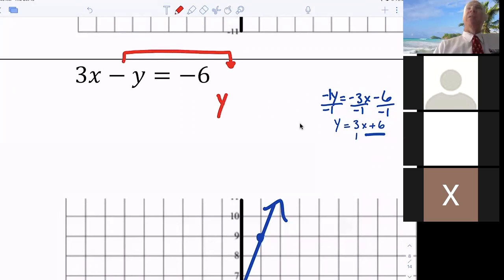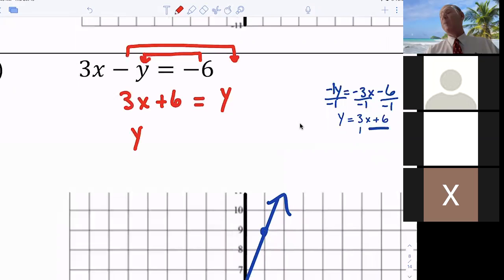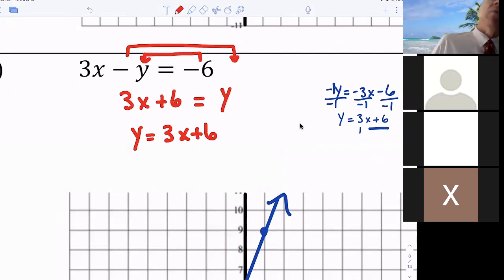Now, is the -6 supposed to be with the y? No, so I have to move the -6 over on this side of the equation. So if I move the -6, it becomes what? It becomes what? +6. So now the equation is 3x plus 6. Do you understand this? So now, just because I like the y to come first, I'm just going to write y equals 3x plus 6. You with me now so far?